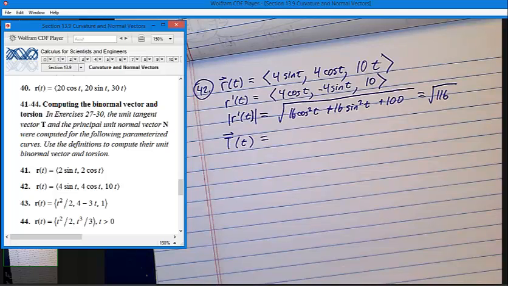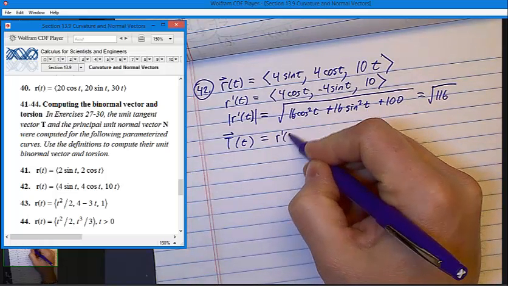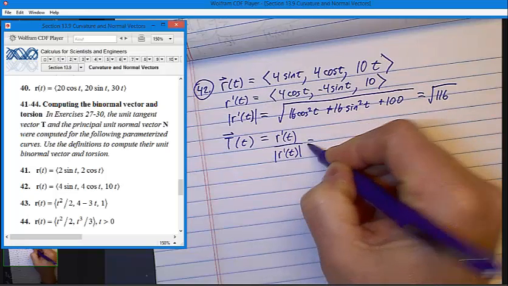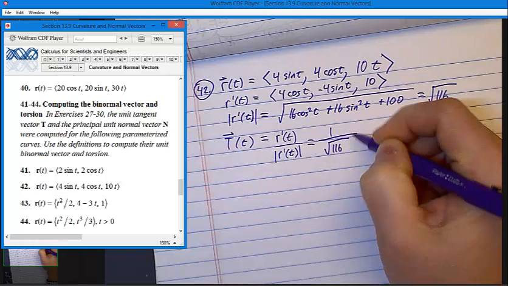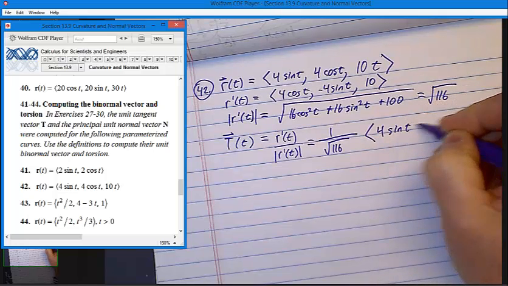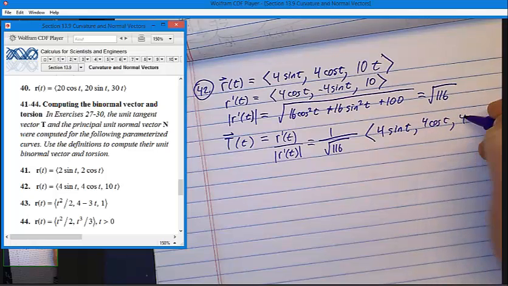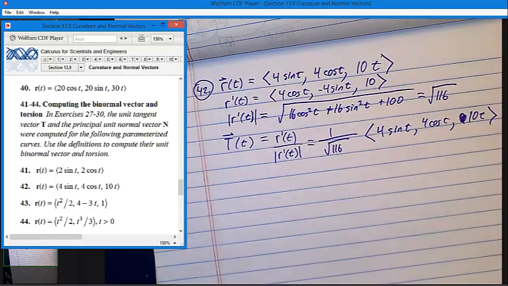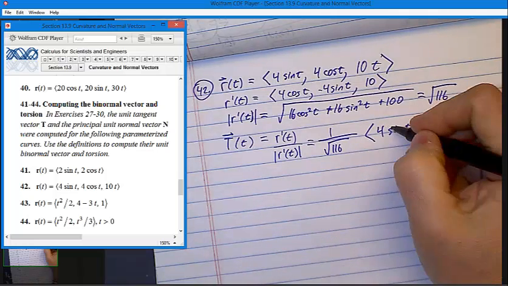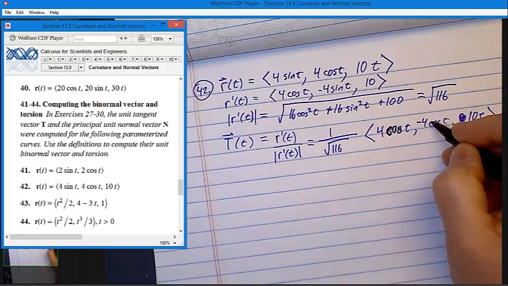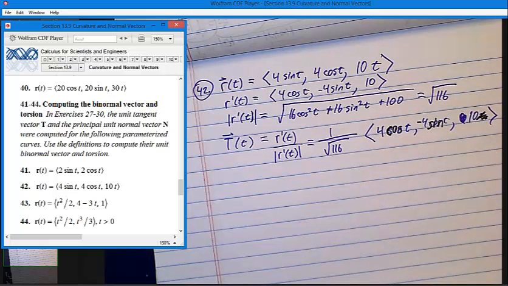So my T, my unit tangent vector, I guess we would have r prime of t over the magnitude of r prime of t. And so this is 1 over the square root of 116 times the vector that I started with, 4 sine t, 4 cosine t, oh no, just 10t. No. Mistake made. R prime. And I wrote down R. This should be 4 cosine t, and this should be negative 4 sine t, and this should be just 10, right? Because it's r prime is what you need, not r. So we really needed this one.